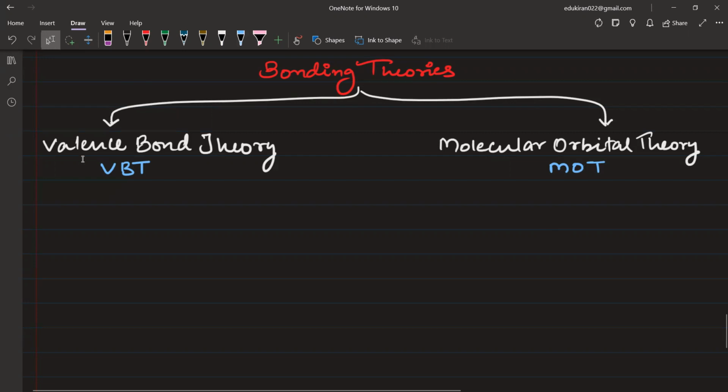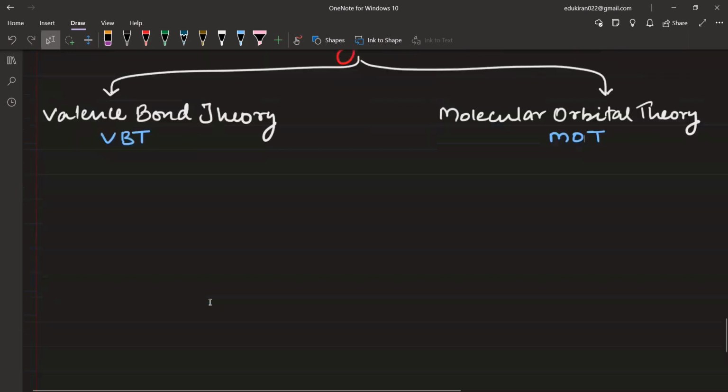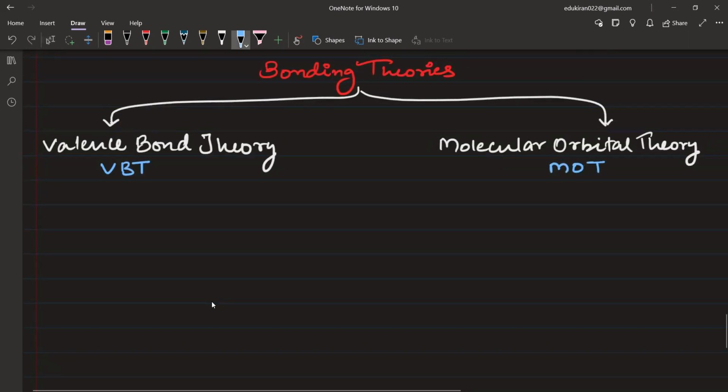So first of all, we'll start with the valence bond theory, and then we will move on to the molecular orbital theory. But again, this complete valence bond theory itself is going to take a lot of time. So let us start with a few introductory remarks about valence bond theory, and then we can start moving further on and diving deep into the valence bond theory. Okay? So, right, first of all, the valence bond theory.